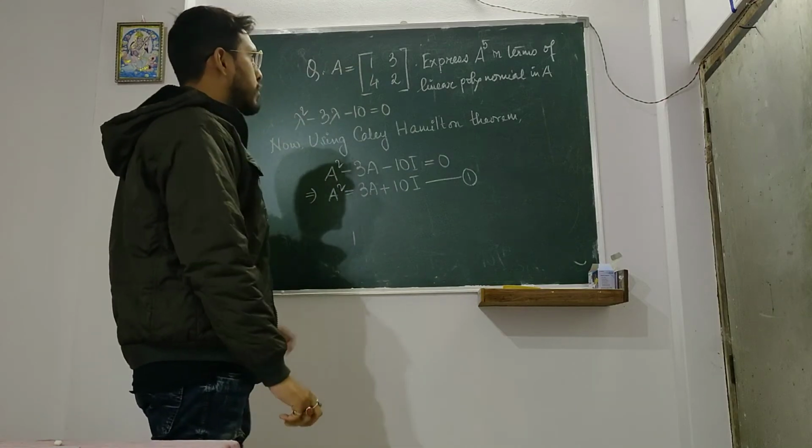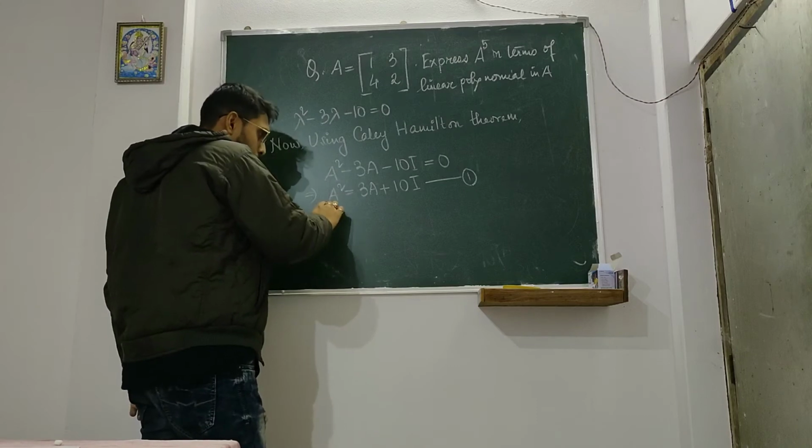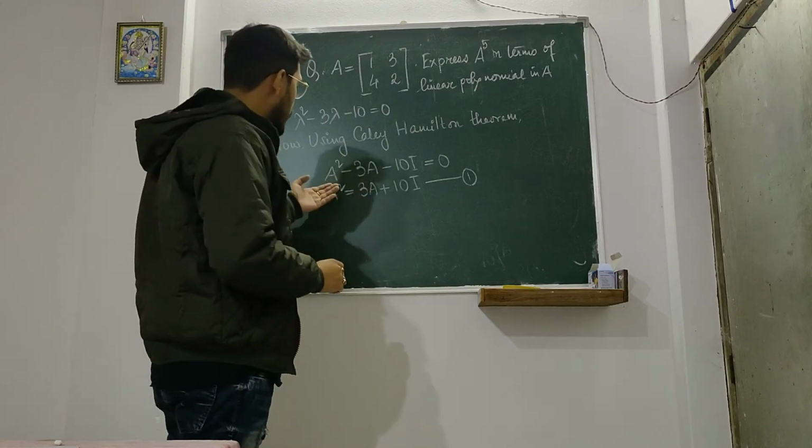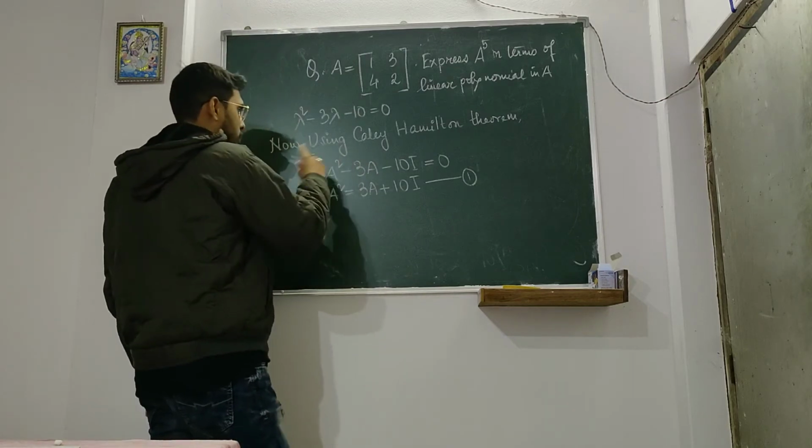Now we have to find out A5 in terms of A, and now we have A square in terms of A. So now we are going to increase the power and we are using this particular theorem for this.